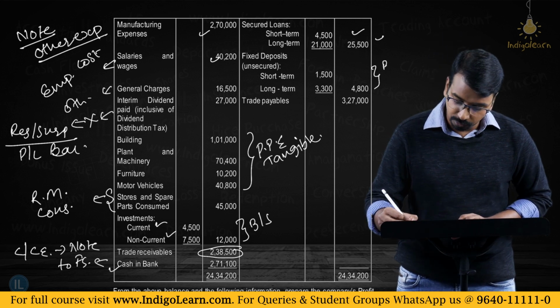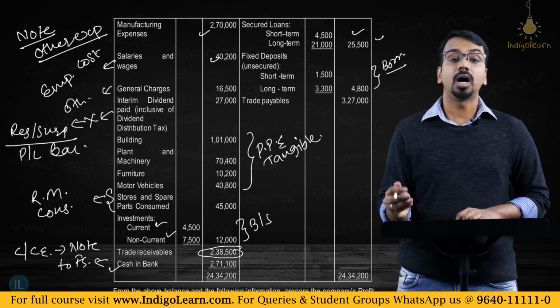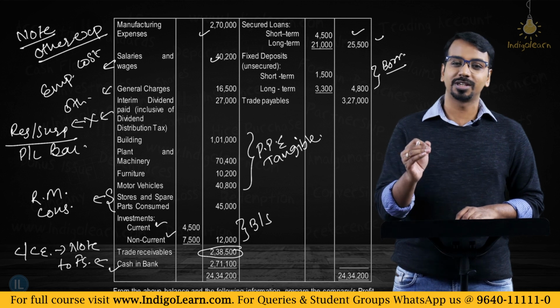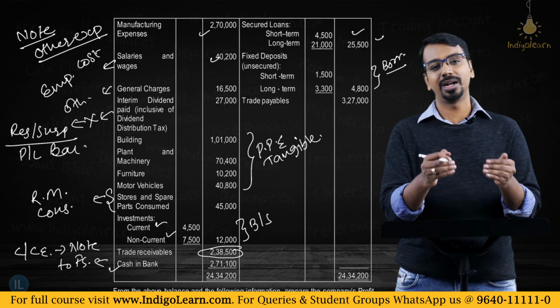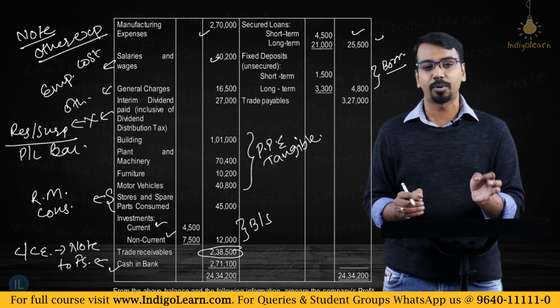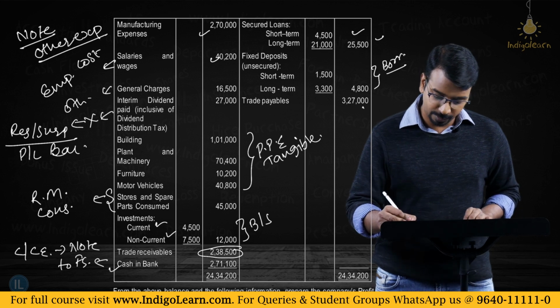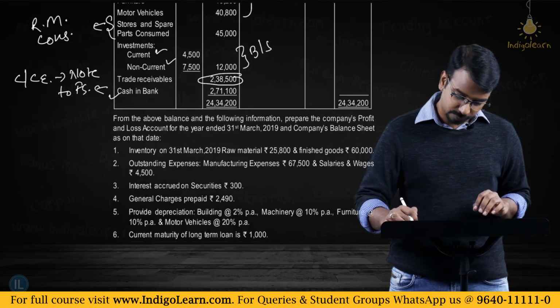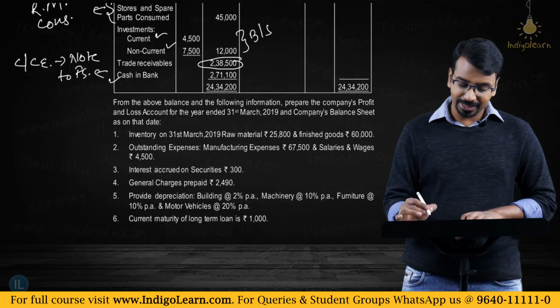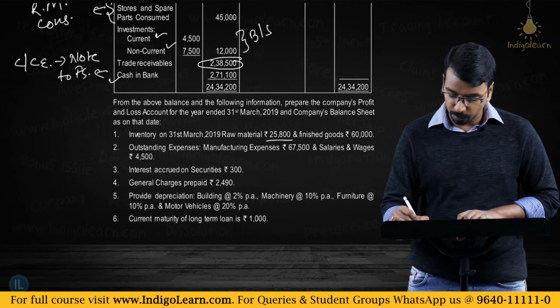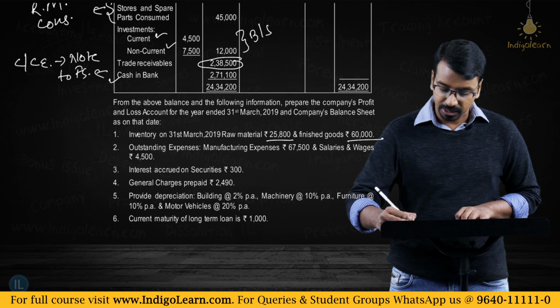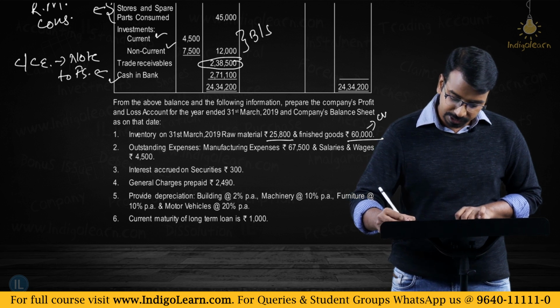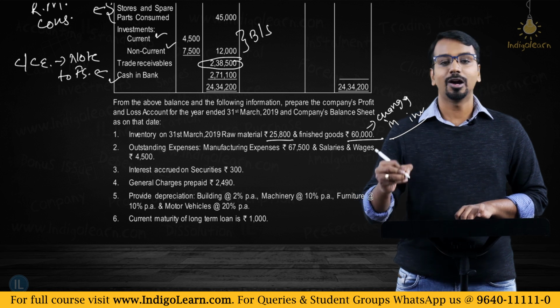These will form part of your borrowings. So under long-term borrowings, you will show this fixed deposits balance as well. Similarly, under short-term borrowings, you will show fixed deposit balances. Then trade payables, you can directly show on the face of your balance sheet. Now coming to the adjustments, inventory as on 31st March 2019 is given raw material is so much, finished goods is so much. This will be used to compute changes in inventory on one side.